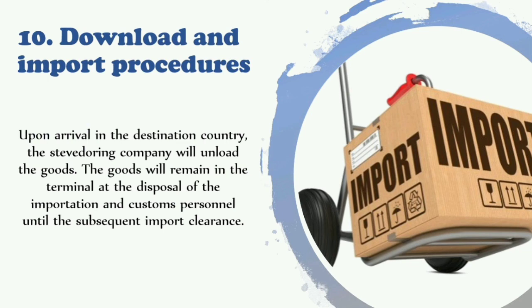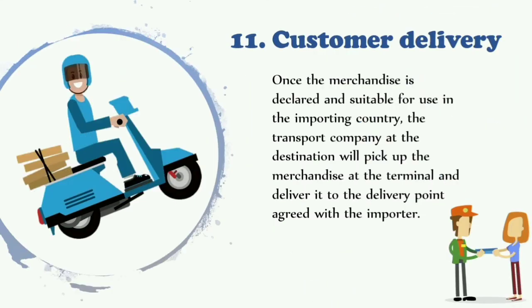Number ten, download and import procedures. Upon arrival in the destination country, the stevedoring company will unload the goods. The goods will remain in the terminal at the disposal of the importation and customs personnel until the subsequent import clearance. Number eleven, customer delivery. Once the merchandise is declared and available for use in the importing country, the transport company at the destination will pick up the merchandise at the terminal and deliver it to the delivery point agreed with the importer. And this is all.